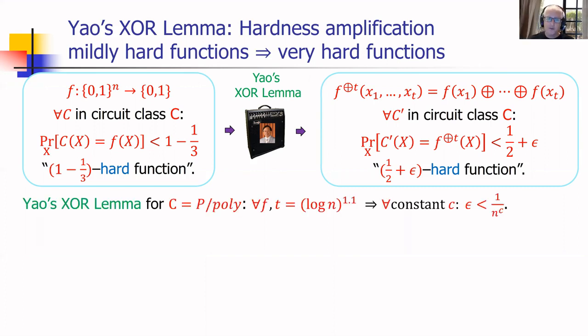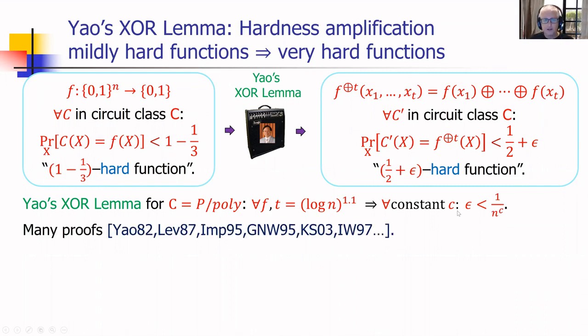And the precise statement says, for example, for the class P/poly, that for every function f, if this assumption on the left holds, then if I take t to be slightly larger than logarithmic, then the statement on the right holds, where I get epsilon, which is smaller than 1 over n to the c for every constant c. So I was able to convert a function which is 1 minus 1/3 hard into a function which is half plus epsilon hard, and epsilon is smaller than 1 over n to the c for every constant c.